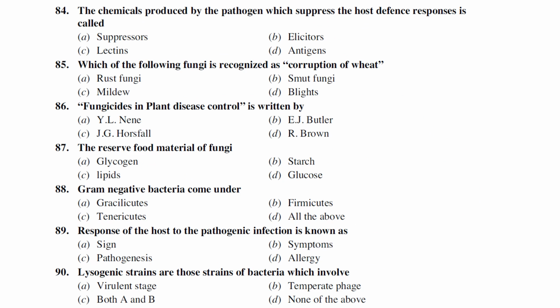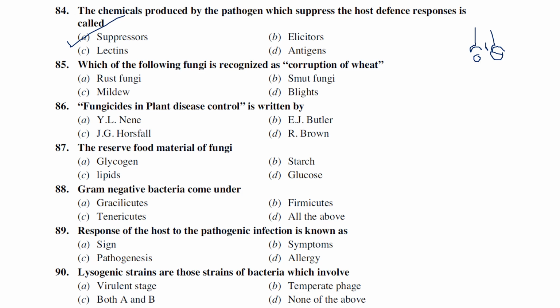The chemical produced by the pathogen which suppresses the host defense responses is called suppressors, elicitors, lectins, antigens. Generally, the pathogen produces elicitors that are recognized by the host, that is, the plant receptors. So to suppress the receptors, the pathogen produces suppressors. So the chemical that is produced by the pathogen to suppress the host defense is suppressors.